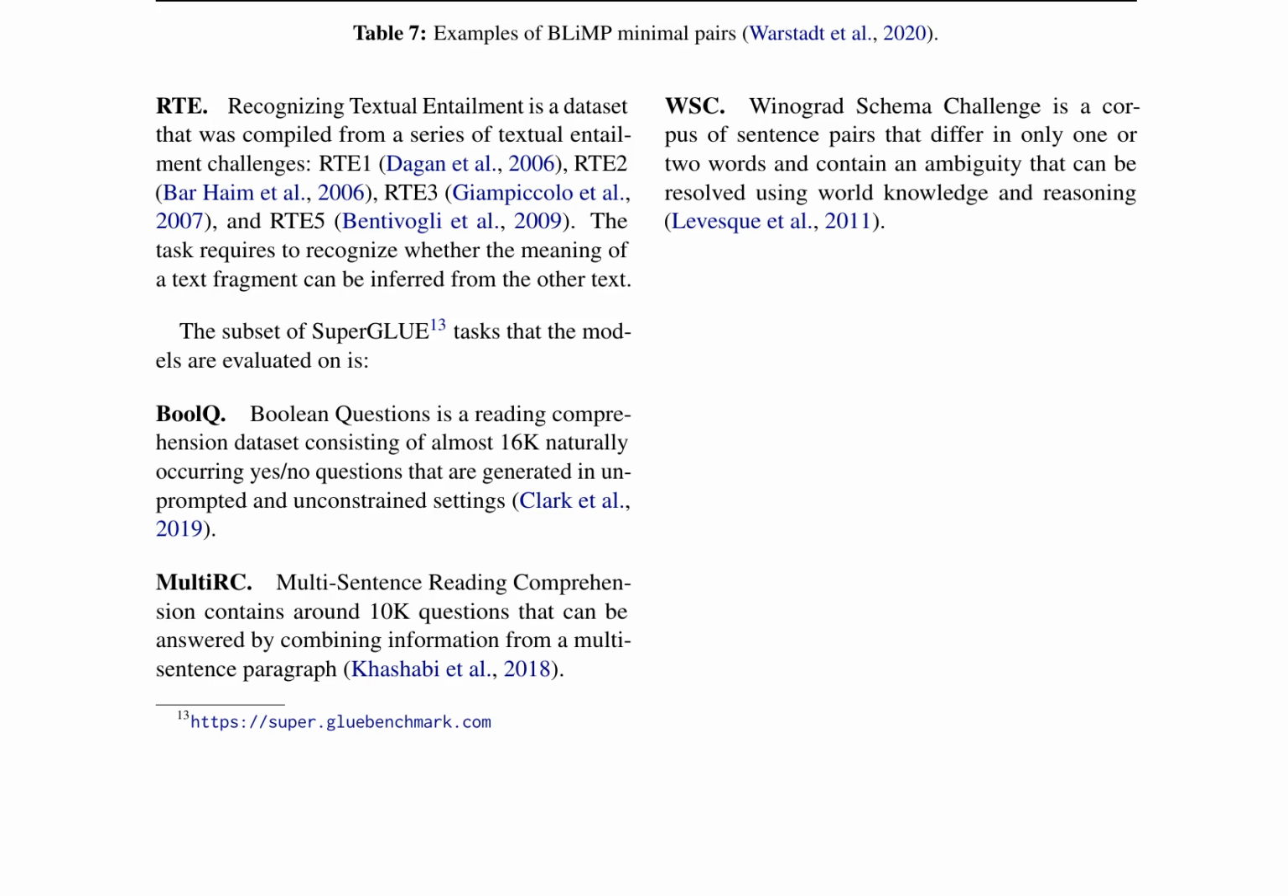BoolQ is a reading comprehension dataset consisting of naturally occurring yes/no questions. MultiRC contains questions that can be answered by combining information from a multi-sentence paragraph. WSC is a corpus of sentence pairs that differ in only 1 or 2 words, requiring models to resolve ambiguities using world knowledge and reasoning.